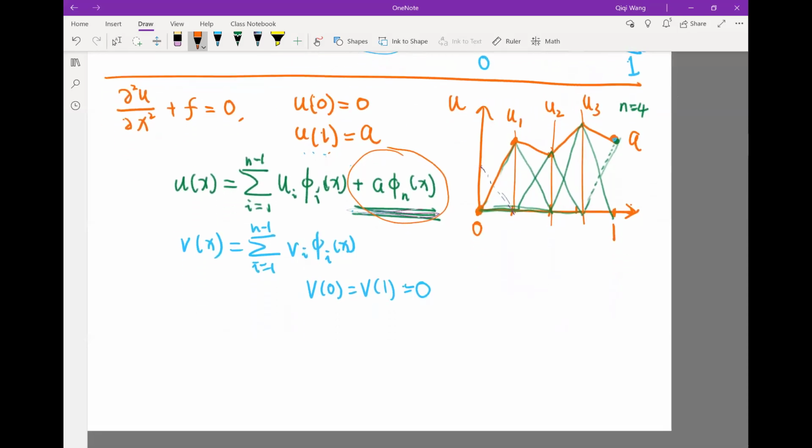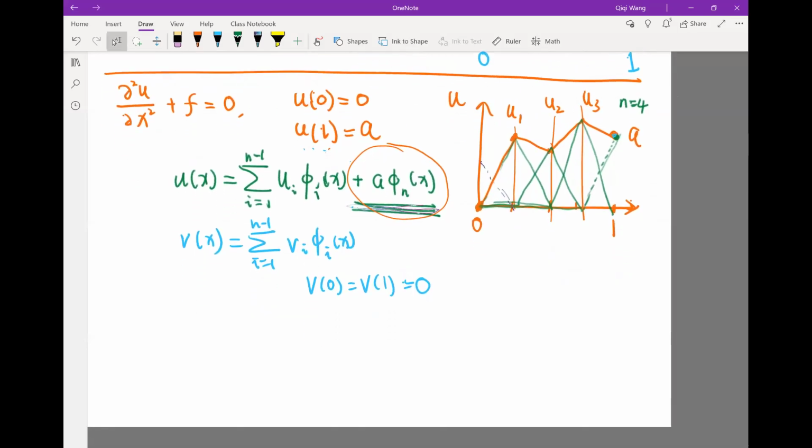Now, how does this additional term impact the linear system we end up solving? All right, so let's continue with our derivation of finite element, but carrying this additional term. In finite elements, we started with the weak form, right? We have the weak form in the integration from 0 to 1, dv/dx times du/dx, equal to integration of v times f.